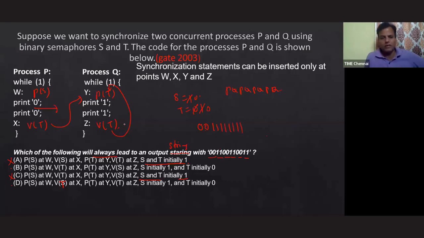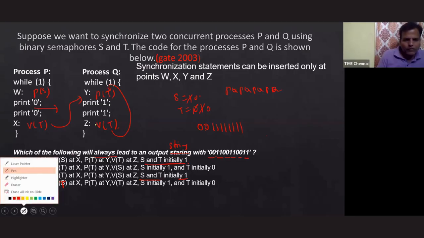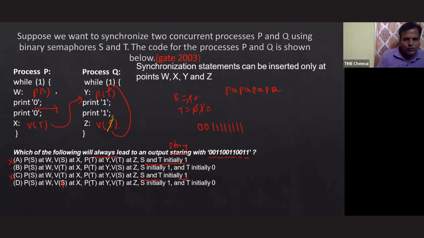Getting this? Fine, which is actually wrong. Very selfish process, Q is a very selfish process. Actually, after printing the 1 1, Q should use V of S instead of V of T. If it is using V of S, see here, if I am keeping V of S here, what will happen? Indirectly, we will give a chance to this one, and because of this, after printing 0011, once again it will print 0011 only.